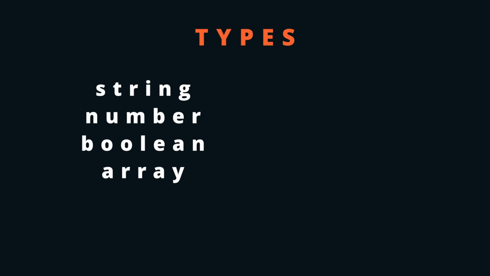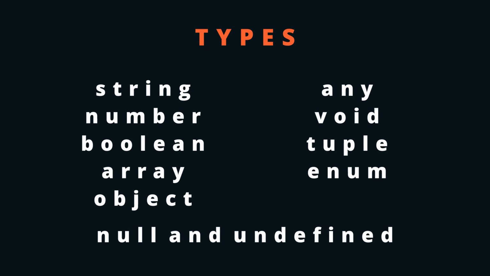Let's take a quick look at types. Types are not exclusive to JavaScript, and they are common in other languages like C# and Java. The TypeScript types that we're going to cover are strings, number, Boolean, array, object, any, void, null and undefined, tuple, enum, and generics. So let's get our environment set up for TypeScript.